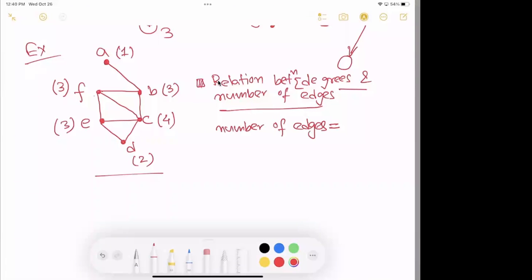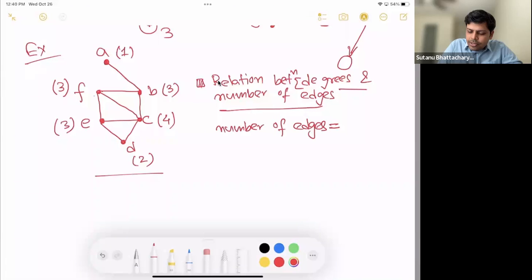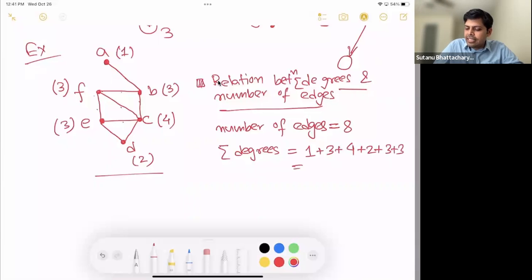8. Okay, let's see. 1, 2, 3, 4, 5, 6, 7, 8. Right. And what is the summation of degrees? Means the summation of degrees of all vertices. So 1 plus 3 plus 4 plus 2 plus 3 plus 3. It is 16, right?